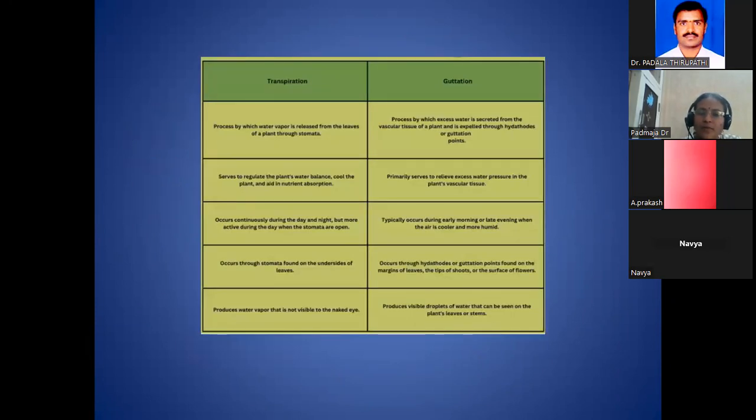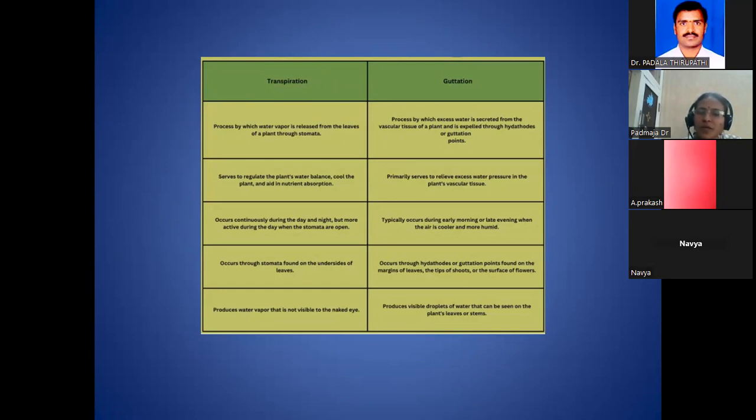Now if you see the difference between transpiration and guttation, transpiration takes place by the stomata, and different types of transpiration are there: stomatal transpiration, cuticular transpiration, and lenticular transpiration. Lenticular transpiration is mainly seen in the old stems of plants, where only 1% of the transpiration is seen. And guttation takes place by a special structure known as hydathodes. Transpiration is the process by which water is evaporated and released from the leaves of a plant through stomata.